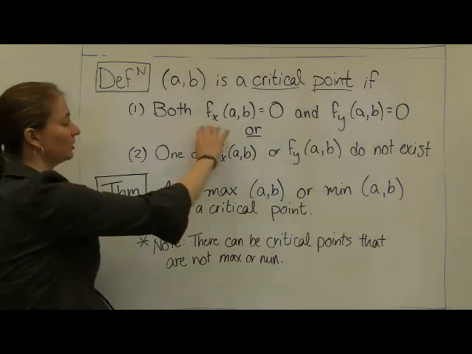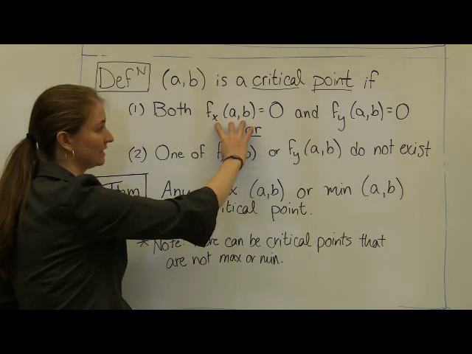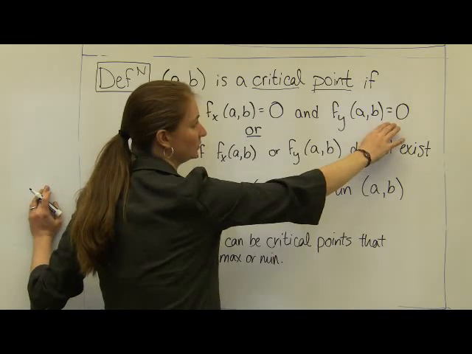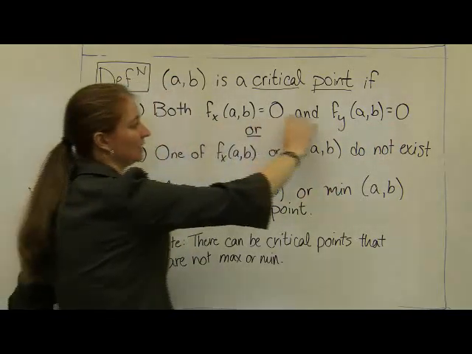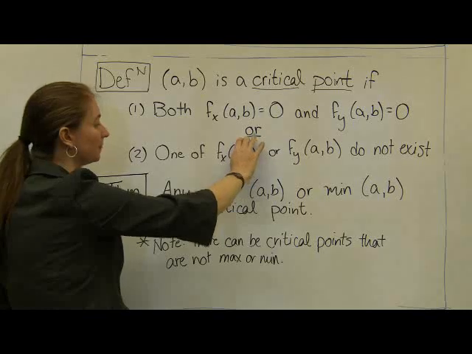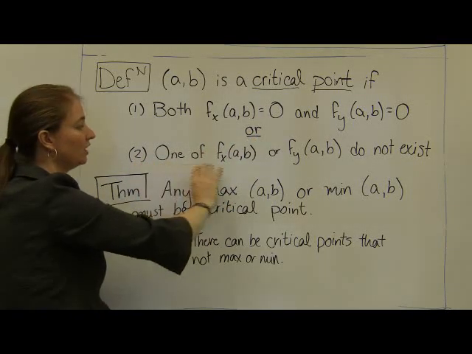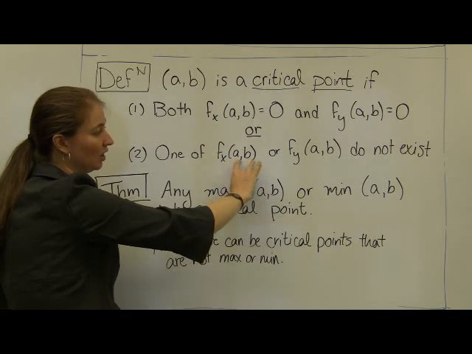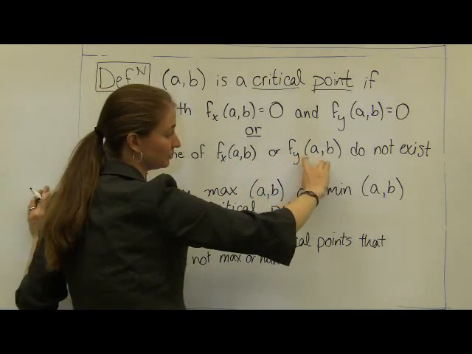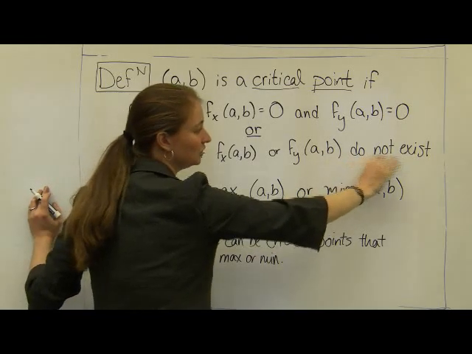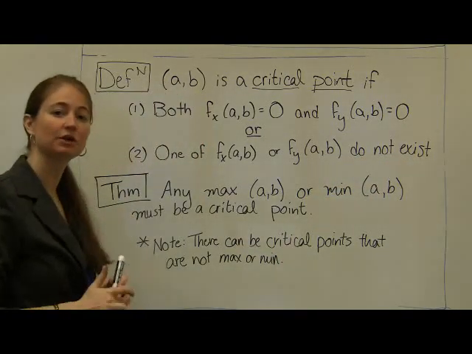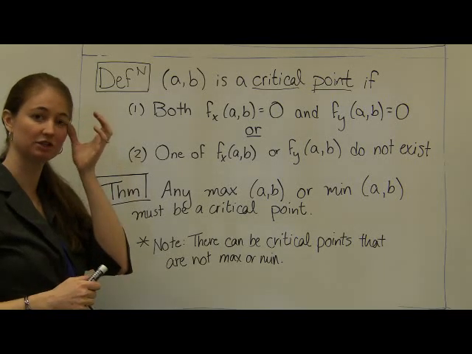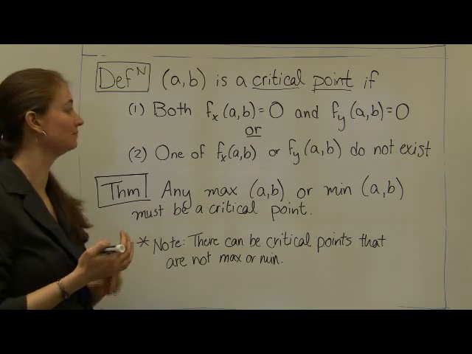So either we have both the partial derivative with respect to x is equal to 0 and the partial derivative with respect to y is equal to 0. That's one way that a point could be a critical point. Or a second way is if the partial derivative with respect to x at that point (a, b) or the partial derivative with respect to y at that point (a, b) do not exist. So notice that the definition of critical point is a little more complicated for multivariable functions than it was for single variable functions.